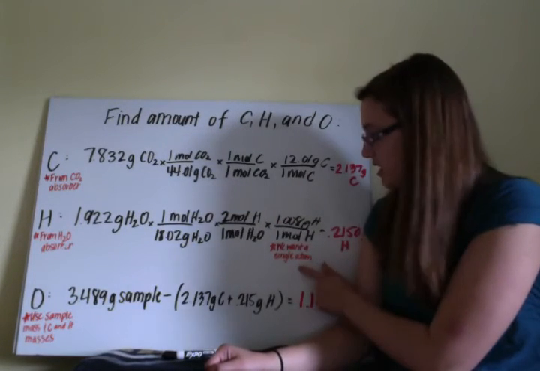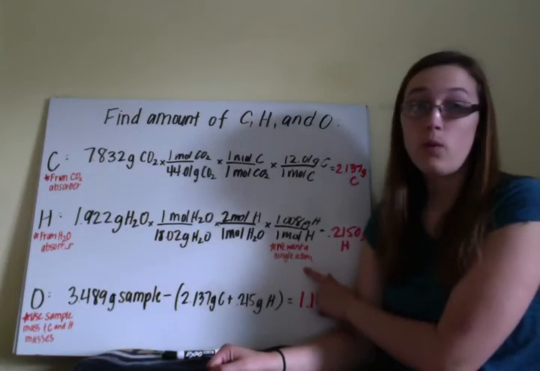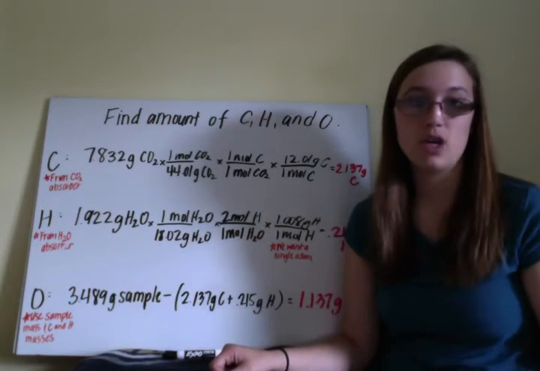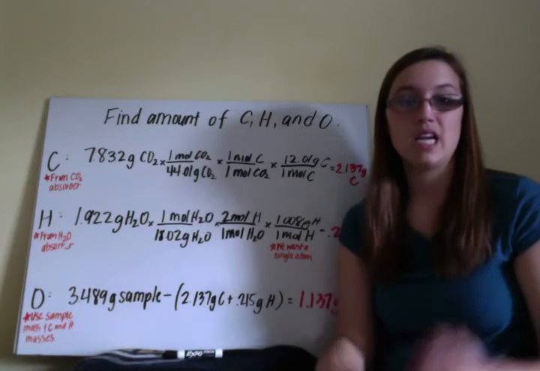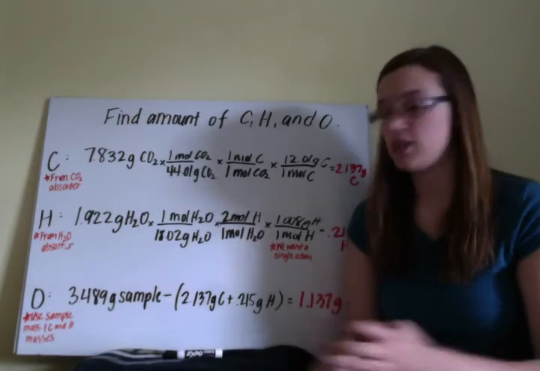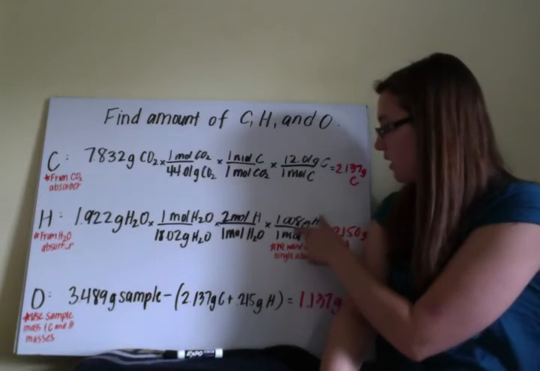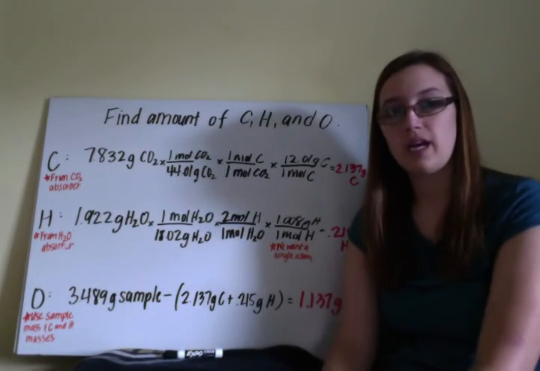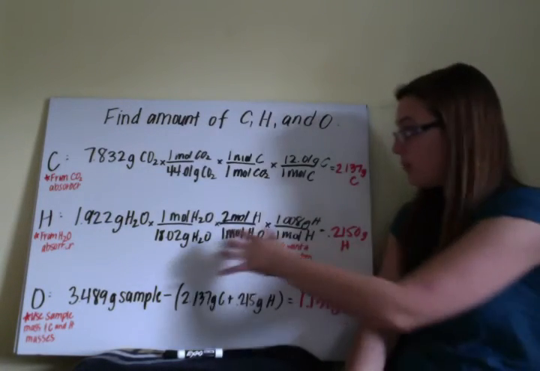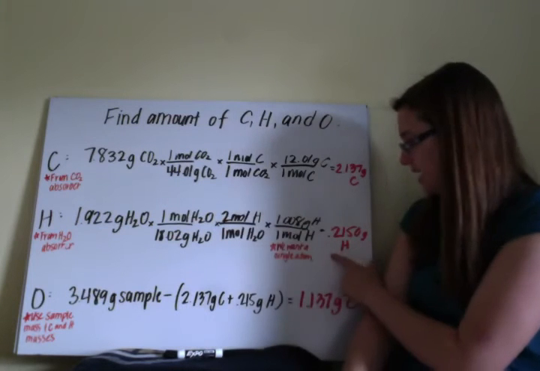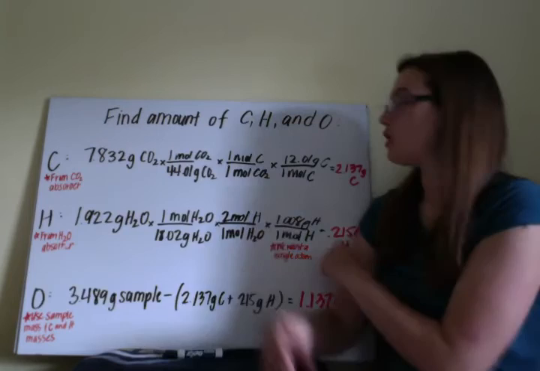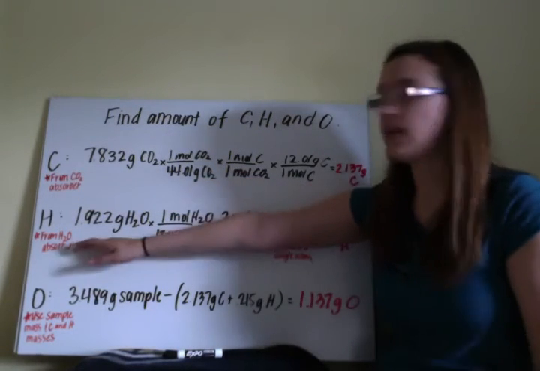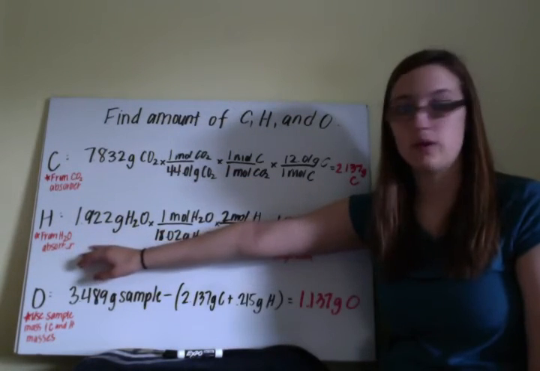Now, an important thing to note here that I made note of is we want just a single atom of hydrogen. We are not concerned that it's diatomic, right? All we want is a single atom of hydrogen. So for every 1 mole, it's 1.008 grams. When we multiply all of this and we divide, we get 0.2150 grams of hydrogen. So what we did is we found the carbon and the hydrogen from their respective absorbers.